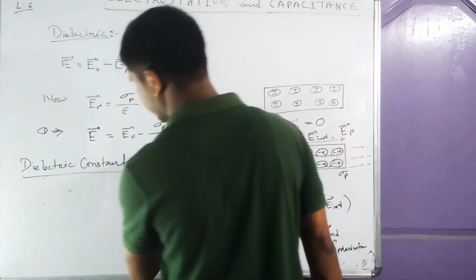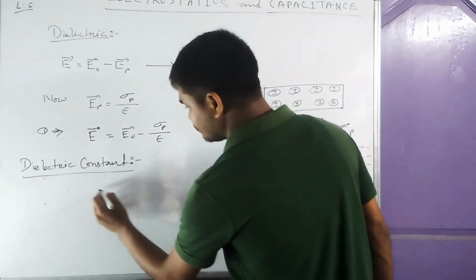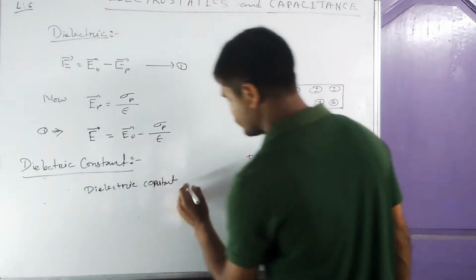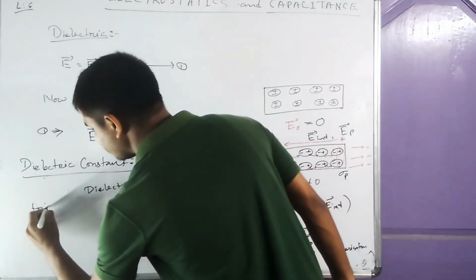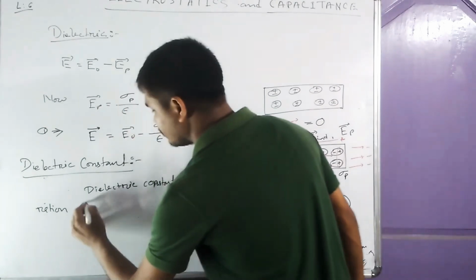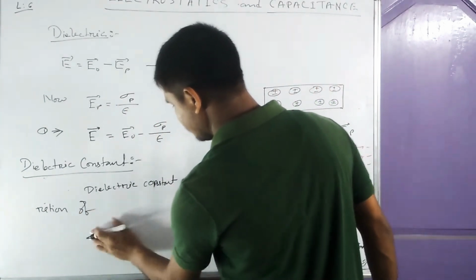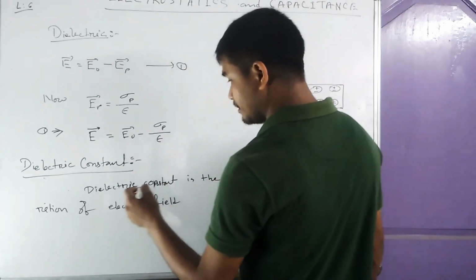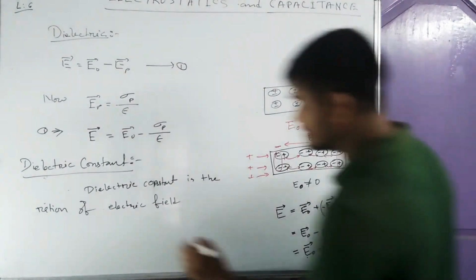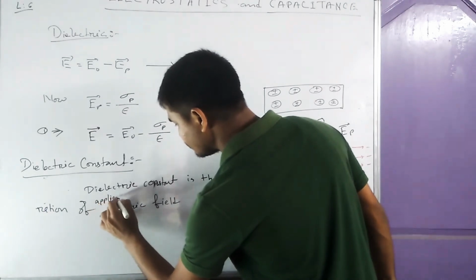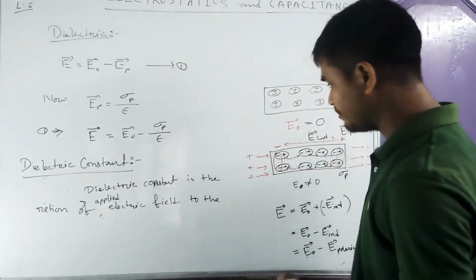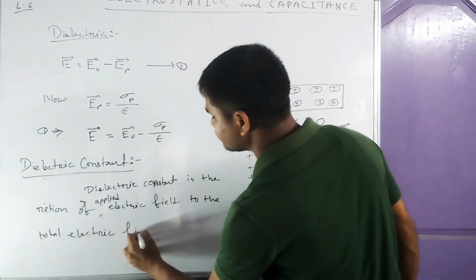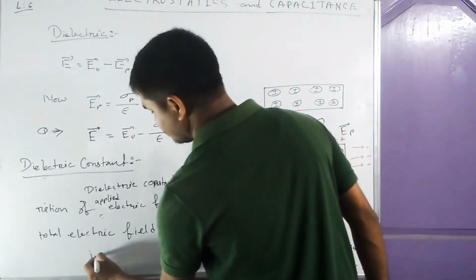We have already come to know what dielectric constant is in chapter 1. Also here we can write: dielectric constant is the ratio of the applied electric field to the total electric field. That is what we can write.